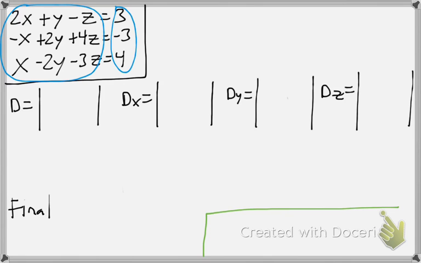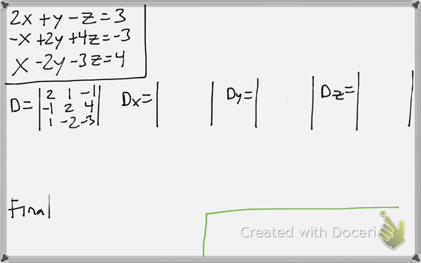So this column I'm actually going to ignore and just copy these coefficients. So this will be 2, 1, -1, -1, 2, 4, 1, -2, -3.